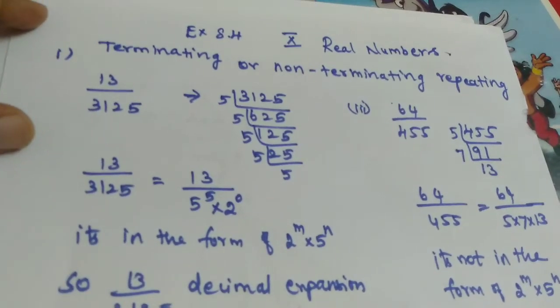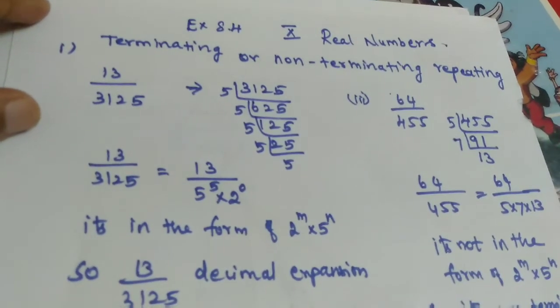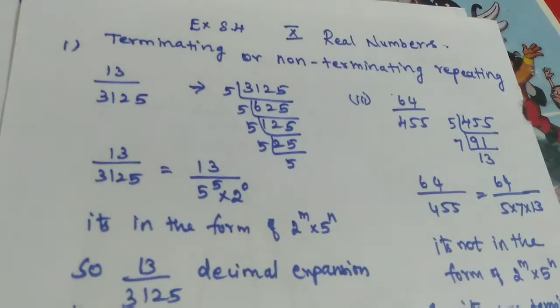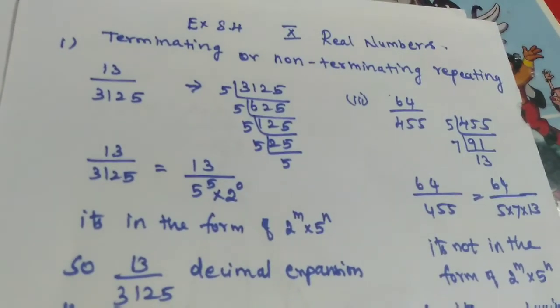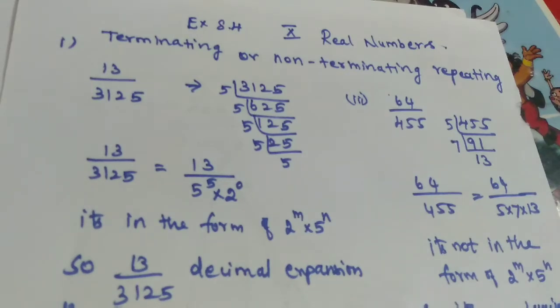It's 10th standard Real Numbers, exercise 8.4. In the first main question, they have given a few questions where you have to check whether they have a terminating decimal expansion or a non-terminating decimal expansion without using the long division method.